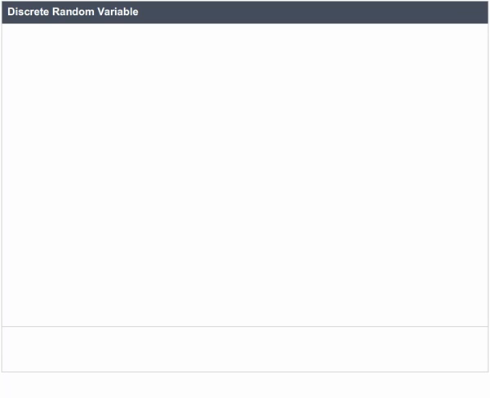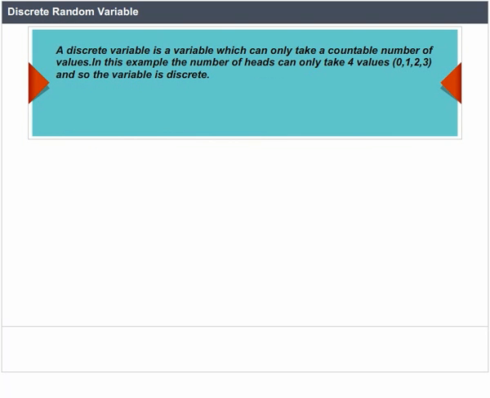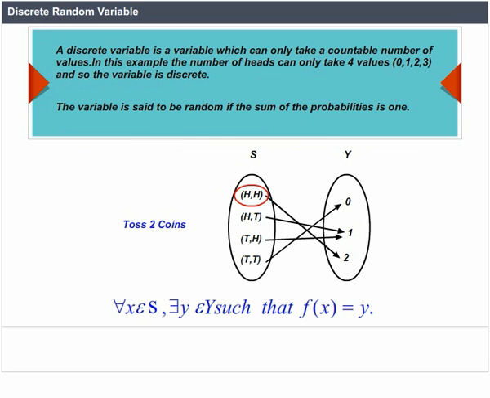A discrete variable is a variable which can only take a countable number of values. In this example, the number of heads can only take 4 values: 0, 1, 2, 3, and so the variable is discrete. The variable is said to be random if the sum of the probabilities is 1. For every x belonging to S, there exists y belonging to Y such that f of x equal to y.